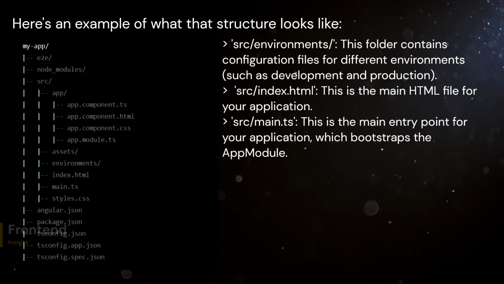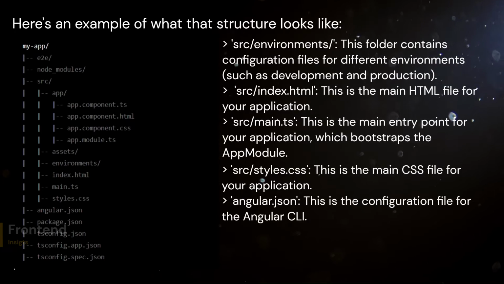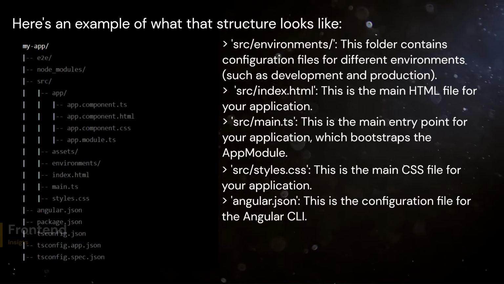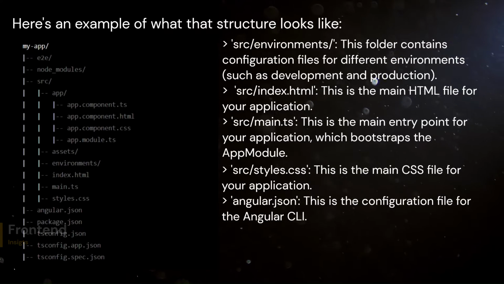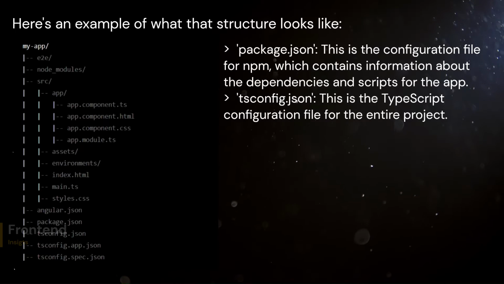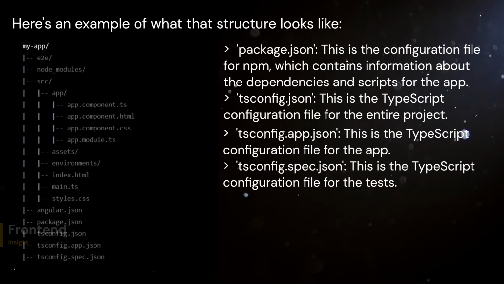src index.html, this is the main HTML file for your application. src main.ts, this is the main entry point for your application, which bootstraps the app module. src styles.css, this is the main CSS file for your application. Angular.json, this is the configuration file for the Angular CLI. Package.json, this is the configuration file for npm, which contains information about the dependencies and scripts for the app.